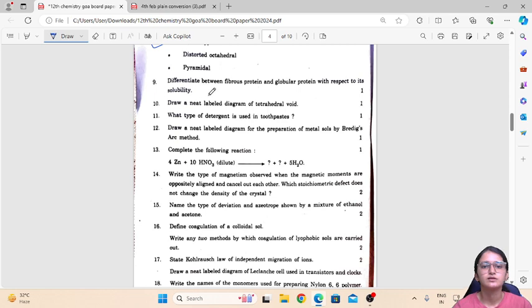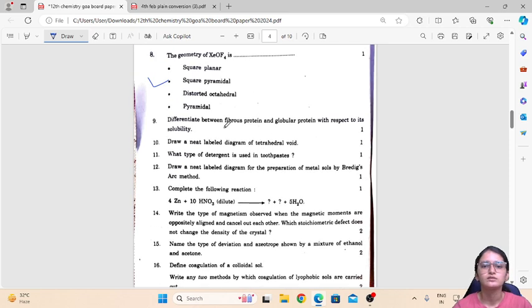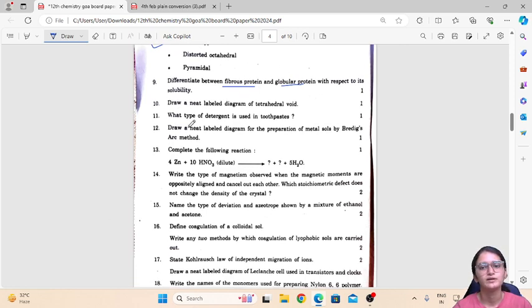Next question is, differentiate between fibrous protein and globular protein with respect to their solubility. Now this is from biomolecules, and they have asked to differentiate between these two proteins, but only related to solubility. So we have to write only related to solubility. Fibrous proteins are insoluble in water, but globular proteins are soluble in water.